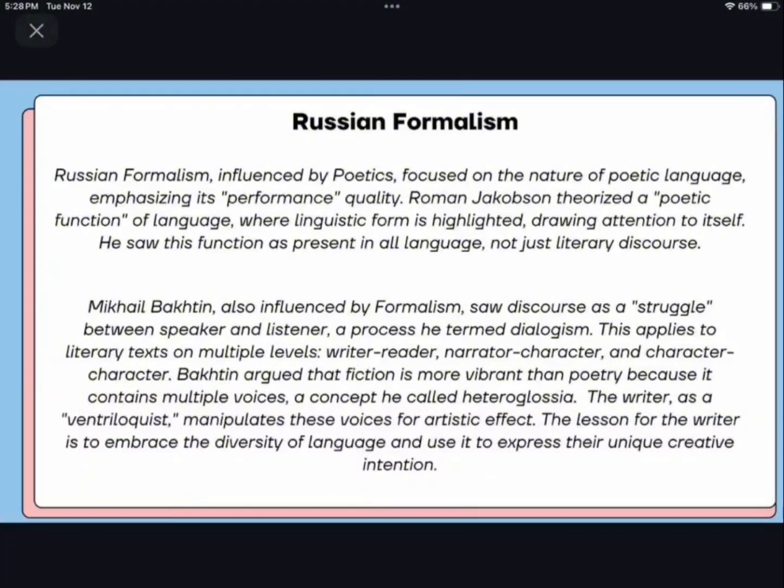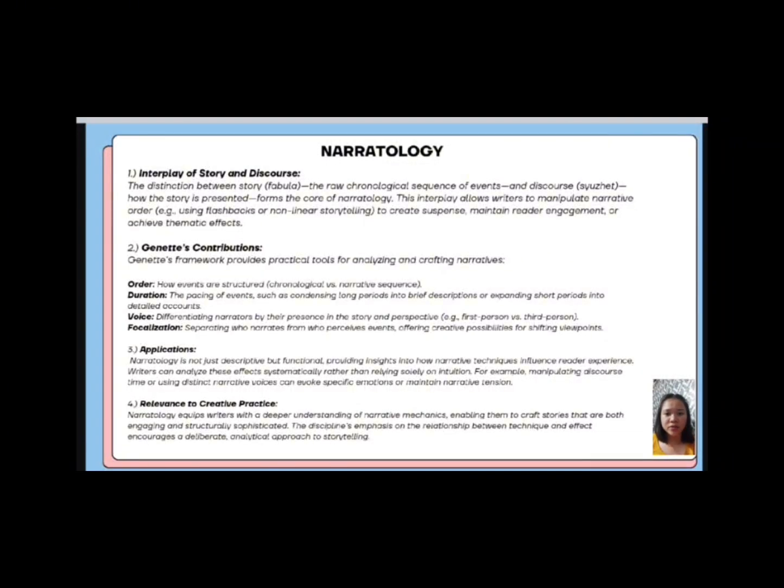And next reporter, please. Narratology. What is narratology? Narratology is a discipline focusing on narrative structures and their effects. It traces narratology's roots to classical poetics and Russian formalism, highlighting its evolution into a multidisciplinary field. Initially tied to structuralism, narratology sought universal patterns of storytelling but has since embraced broader, more diverse applications in fields like psychology and philosophy. So these are the important key points.